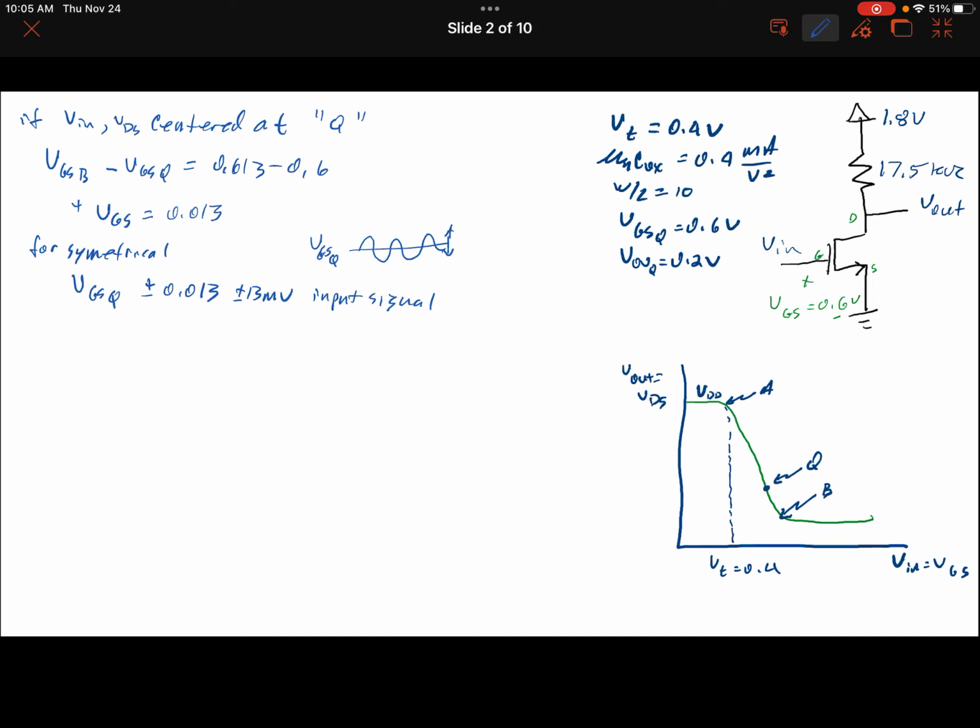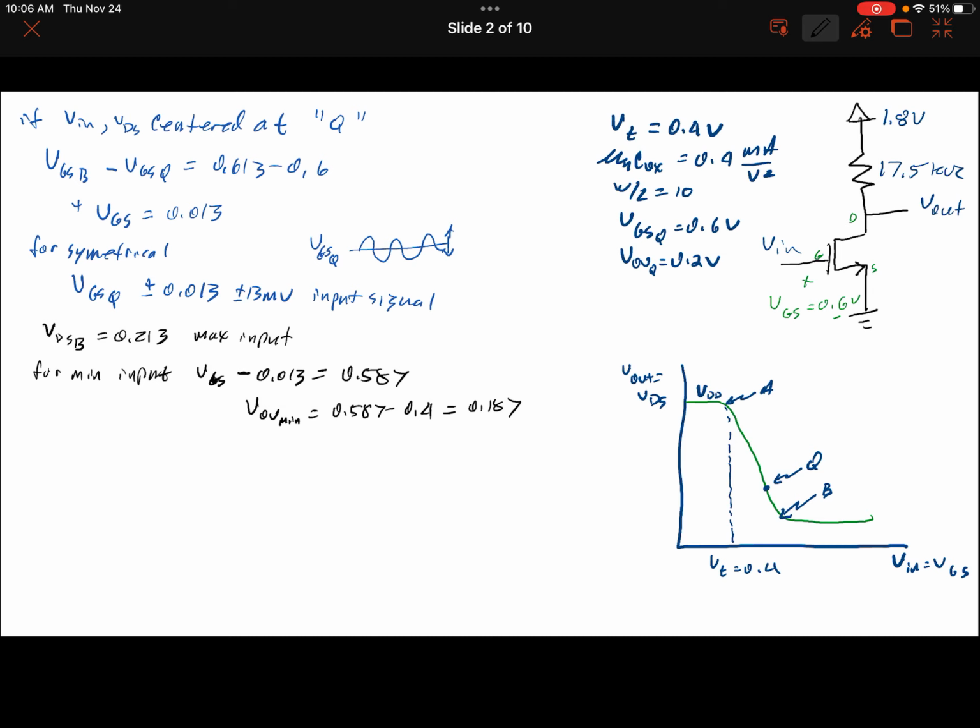But what does that output swing look like if we do fall that far? So VDS at point B is equal to 0.213. And at the minimum input, we've got VGS minus 0.013, which is 0.587. So that would be our input voltage. And so then we'd have a V overdrive min of 0.587 minus 0.4, which is 0.187.